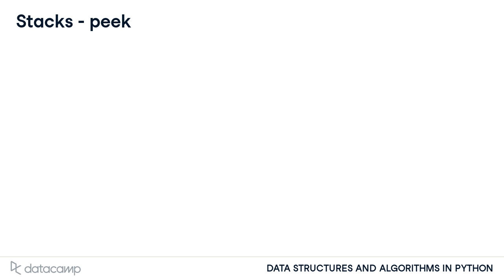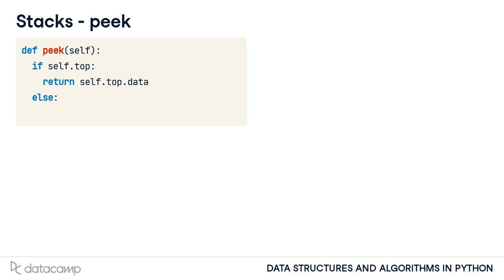The last method is pick, which returns the data of the last element of the stack, but does not alter the stack. If the stack has elements, we return the data, and if it is empty, we return None.